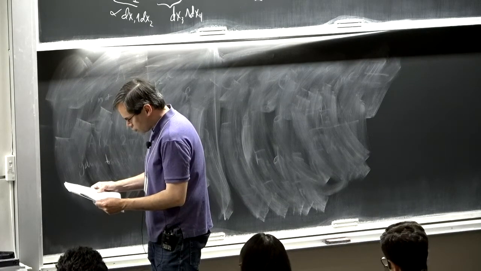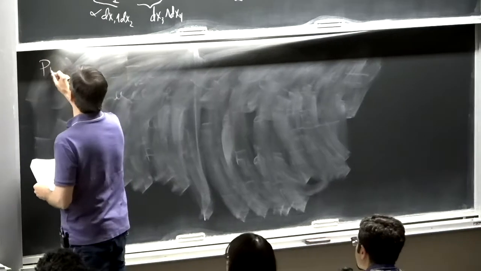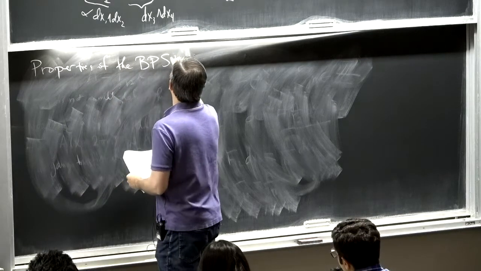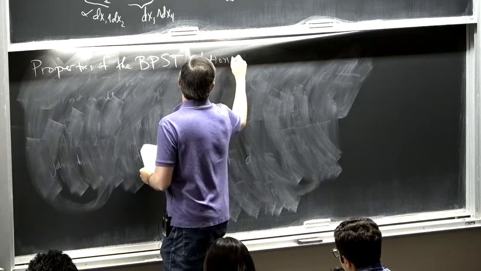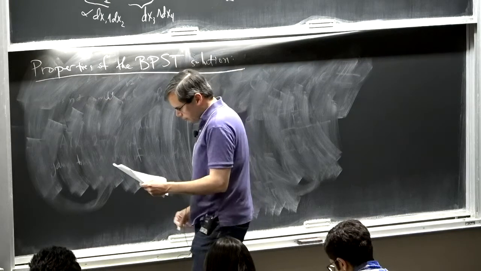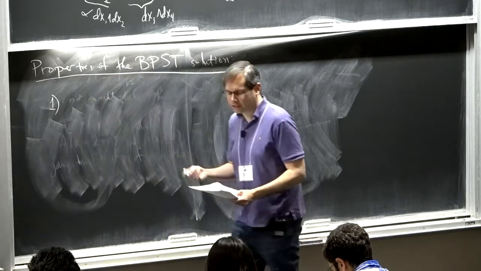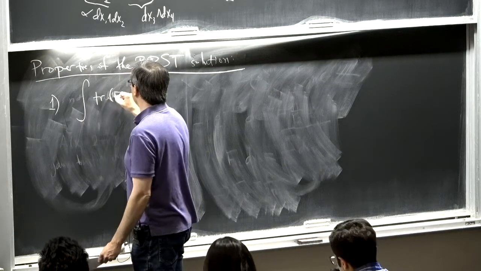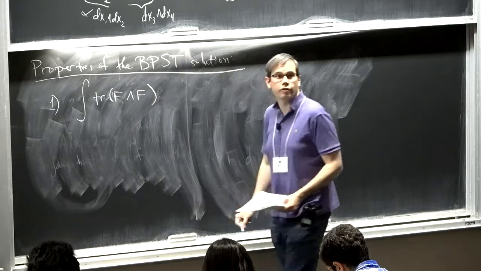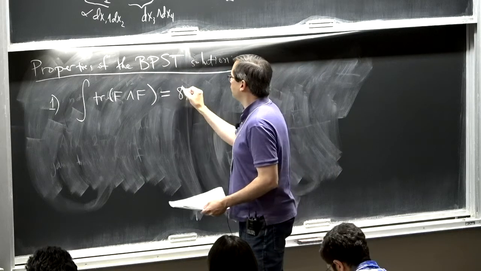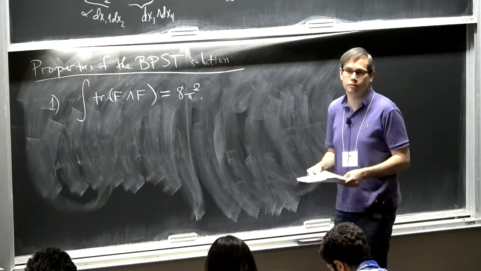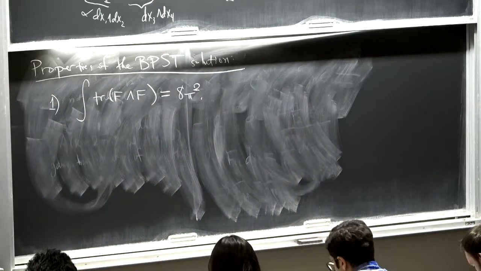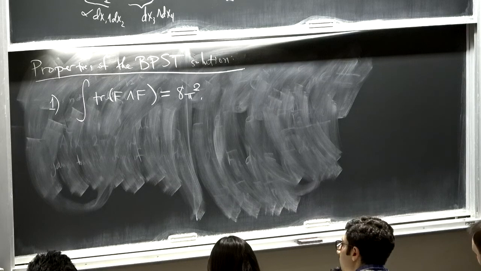Okay, so let me now mention two key properties of the solution. The first, and maybe the most relevant for our purposes, is that if you take the solution and you integrate the trace of F wedge F, you get 8 pi squared. So again, this is an example of a field configuration with a non-trivial integral of F wedge F. It's just now the non-abelian case, it's the trace of F wedge F.